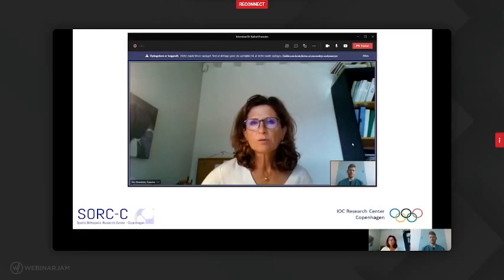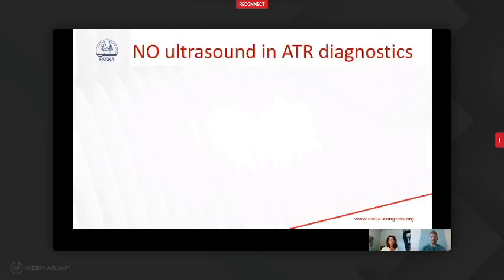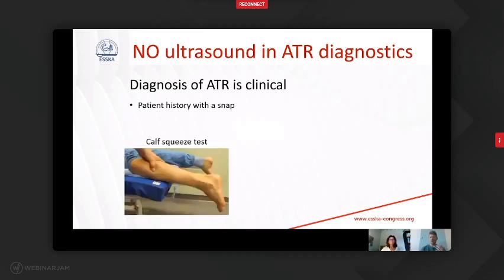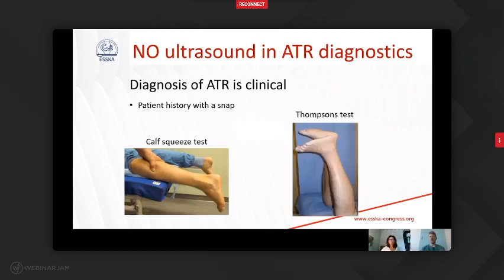And for your diagnosis, which imaging modalities do you use? Oh yeah, I like that question. I'm a very strong believer in clinical diagnosis of acute Achilles tendon rupture. I think it is directly wrong to use imaging in your standard diagnosis of acute Achilles tendon rupture. It's a clinical diagnosis. It's based on a patient history with a snap, a positive calf squeeze test, so you squeeze the calf and you do not get a response of the foot, and Thompson's test, where you flex the knees and you see one foot is hanging down in this angle of dangle, as it's called.